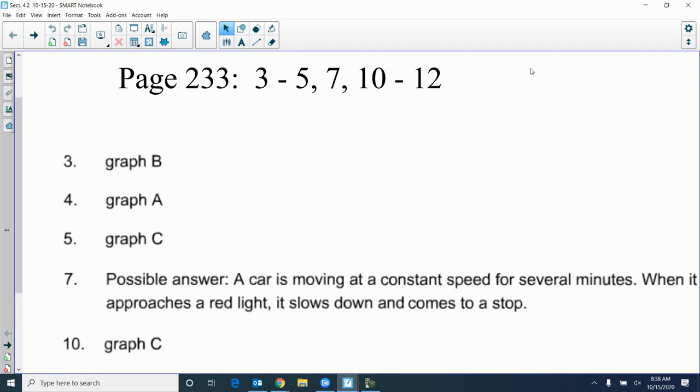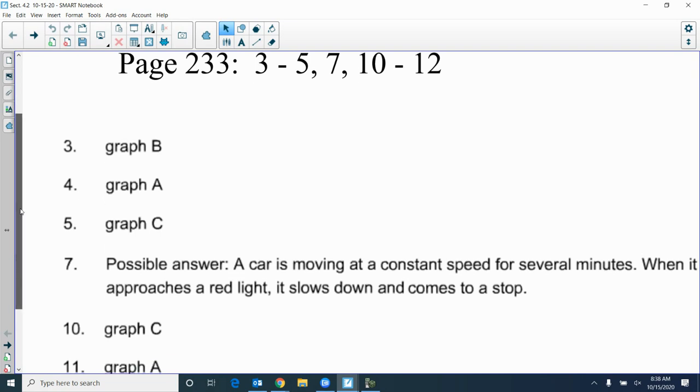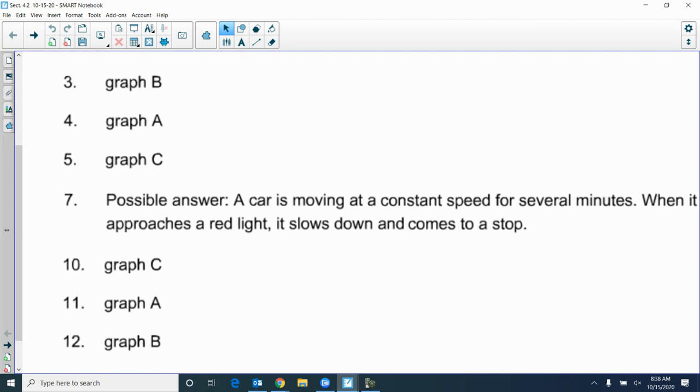Double check your homework here. So just identifying the graphs. Usually you can spot the key piece that indicates which graph you're dealing with. So it should be B, A, and C for the first three, and then take a look here.